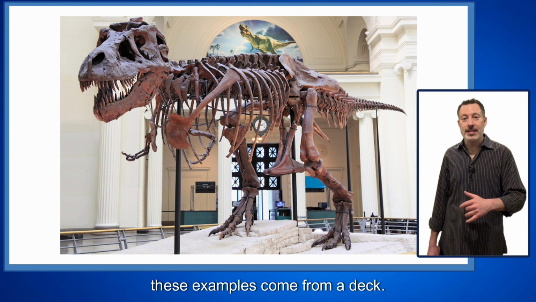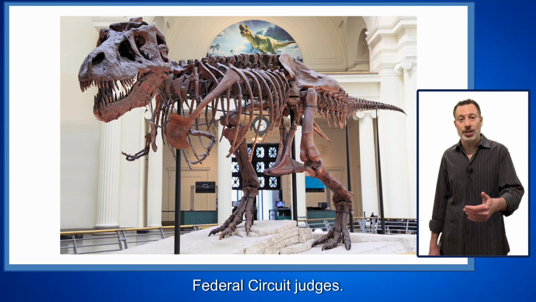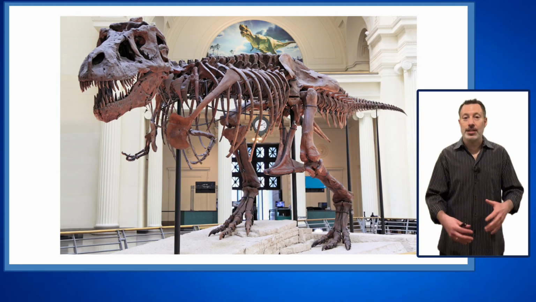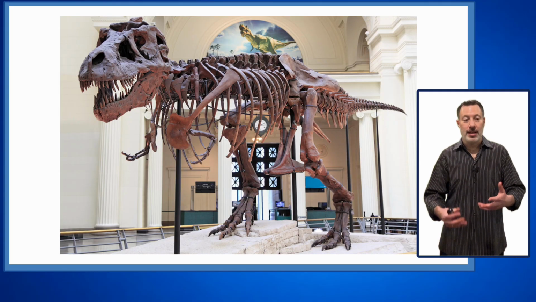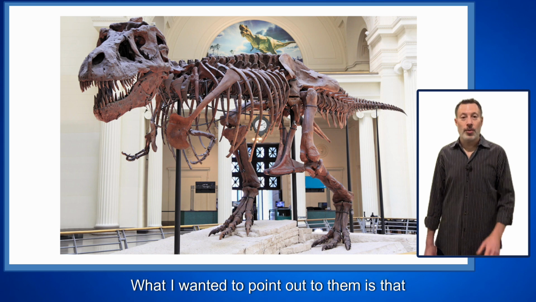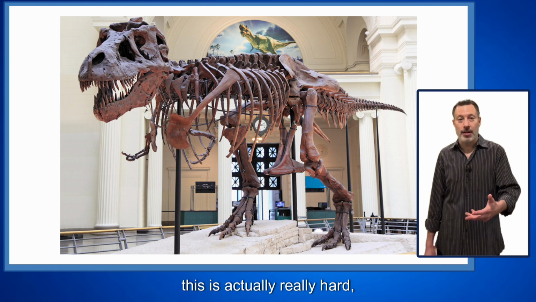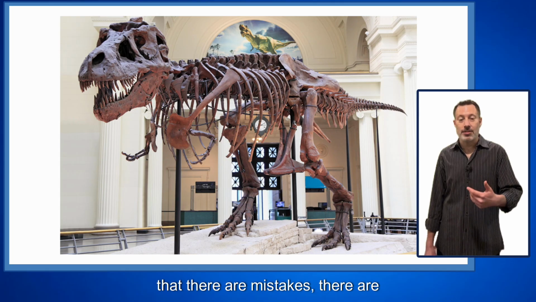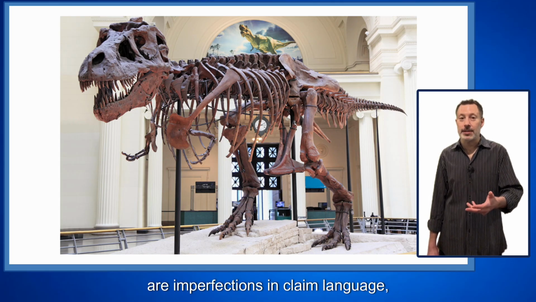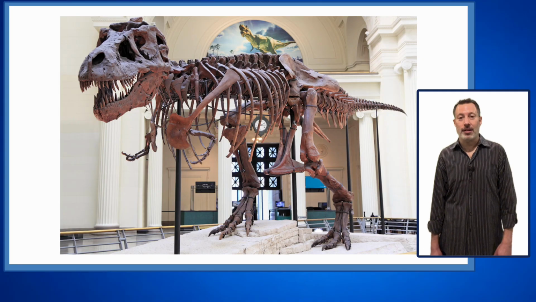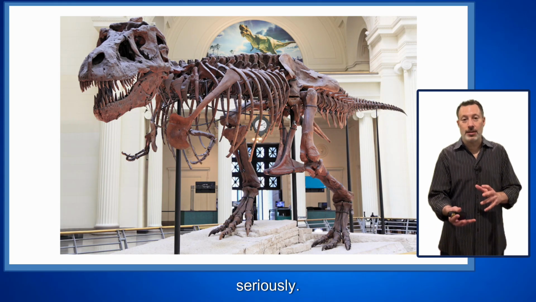And these examples come from a deck I used for a presentation to a bunch of the Federal Circuit judges. It was at a big conference, and we were talking about language and its imperfections. And I had a theme with the judges. What I wanted to point out to them is that this is actually really hard. That there are mistakes, there are confusions, there are ambiguities, there are imperfections in claim language, even when we try really hard. Even when we're working on a patent that really does matter, that was taken seriously.